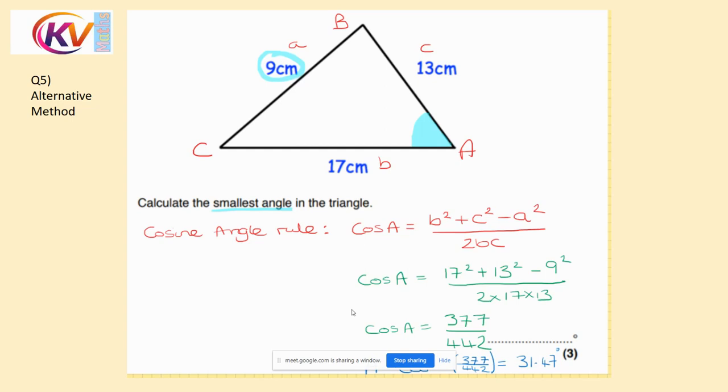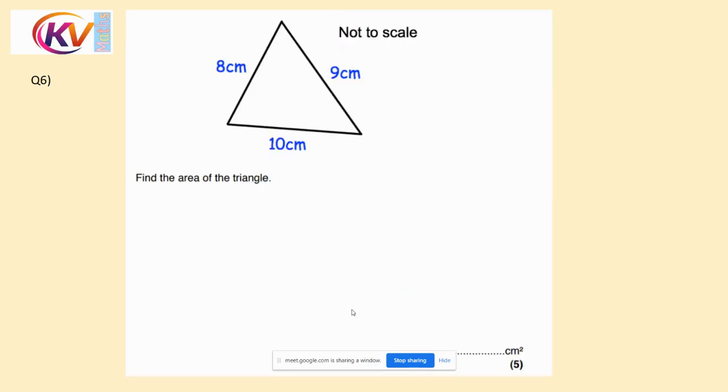Anyone got any questions, or are we ready to move on? Okay, right, next question then is this one. I'll give you a couple of minutes to have a look and get as far as you can, and then we'll go through it.